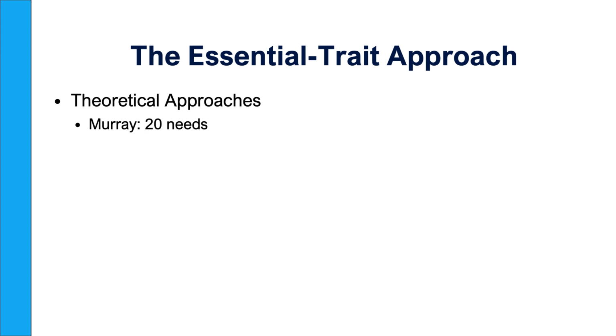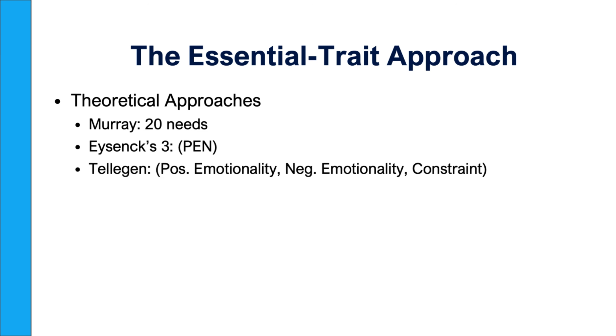Hans Eysenck, who we'll talk about when we talk about the anatomy and physiology of personality, came up with 3 personality characteristics that he thought were essential, and he thought you really only needed these 3: psychoticism, extroversion, and neuroticism. And we'll talk about these again when we get to the anatomy and physiology of personality. Tellegen thought that we need 3: positive emotionality, negative emotionality, and constraint. And there have been others, including Wiggins and several other researchers, who have identified different numbers of essential traits using the theoretical approach.